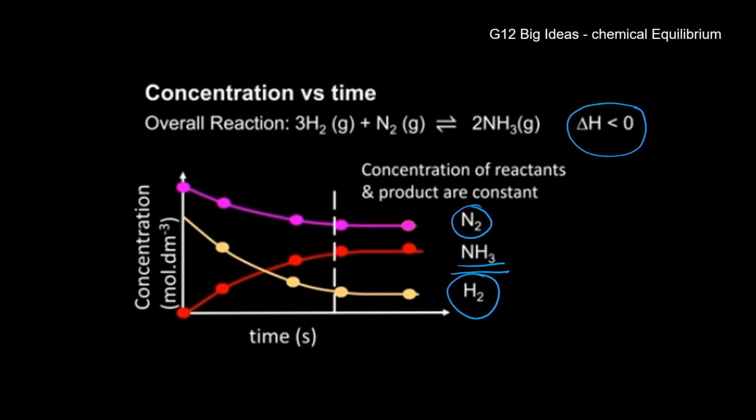And when that is reached, when the rate of the forward reaction is the same as the rate of the reverse reaction, the lines are parallel to the x-axis. So all those lines are straight lines, they're horizontal lines, and that is when we know that equilibrium has been reached.